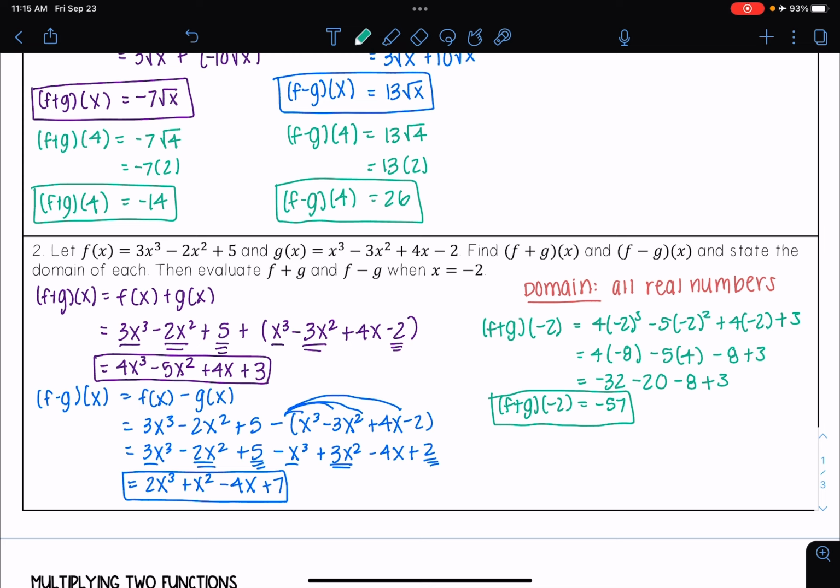Okay, now we need to do the same thing for f minus g of x. And so when I do f minus g of negative 2, I get 2 times negative 2 cubed plus negative 2 squared minus 4 times negative 2 plus 7. And when you go ahead and make those computations, you should get that f minus g of negative 2 is equal to 3.